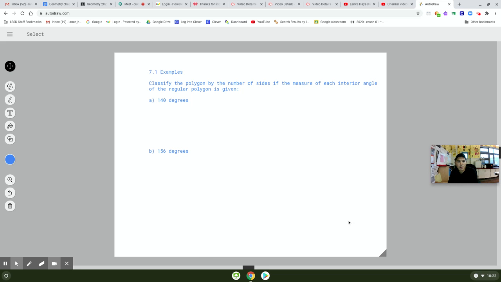So I want to go over a couple of other examples on 7.1. If you take a look at the information given, it says classify the polygon by the number of sides if the measure of each interior angle of the regular polygon is given. So if you have the measure of each interior angle of a regular polygon is 140 degrees, see if you can figure out the number of sides and then naming the polygon as well.